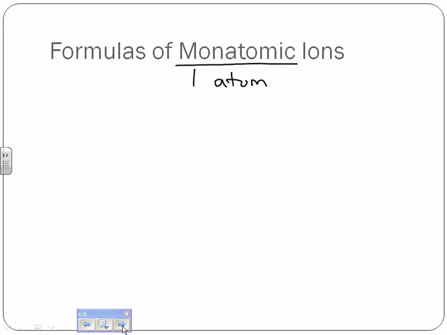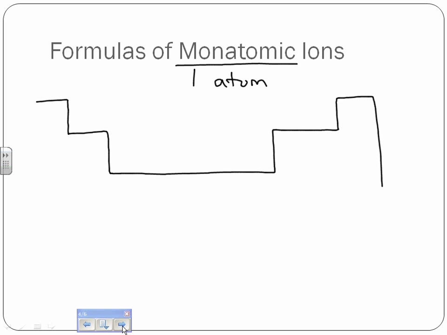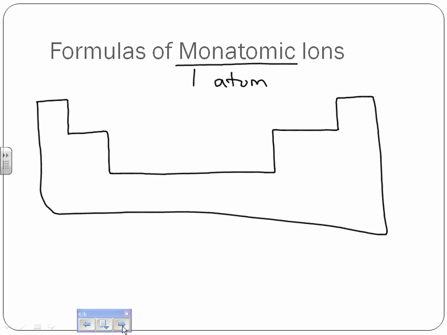We use the periodic table to help us predict the charge. So if we were to sketch a periodic table here, we're going to do two things right off the bat. For this introductory topic, we're not going to look at the transition metals at all. And as a matter of fact, we're not going to talk about the noble gases either.